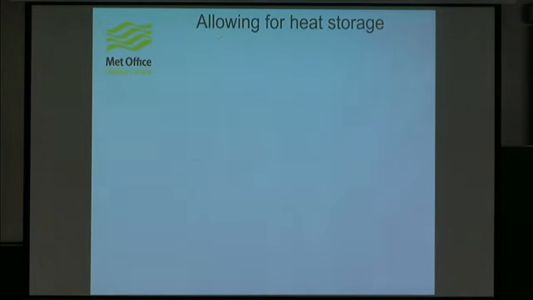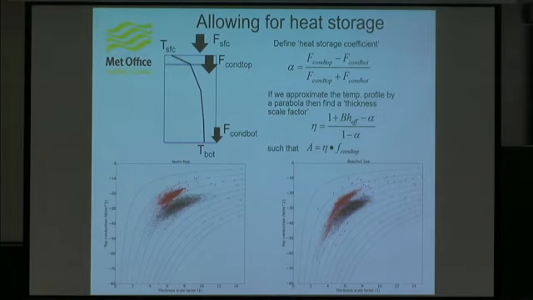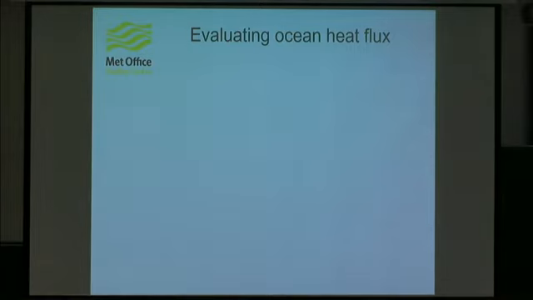You can modify this to take account of heat storage, and I'll just do this very quickly. Basically, instead of effective ice thickness, you use a thickness scale factor that takes heat storage into account, and this results in much tighter distributions. And again, you can see that HadGEM3 has much milder winter forcing, and this is consistent with downwelling long-wave anomalies when you again compare to satellite and reanalysis. I could talk about ocean heat flux, but I'd probably better stop there.